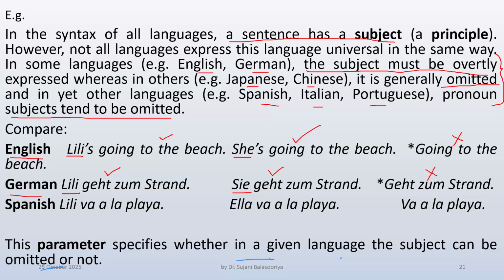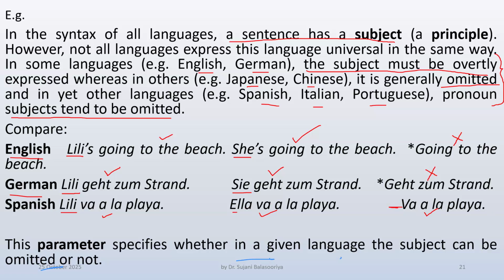Now look at Spanish. In Spanish, third one, Lili va la palabra. So something like that. Then we can find the subject there. Okay? Right? And here, ella va la palabra. What about this? I think this can be somewhat similar to pronouns, right? And that pattern is also accepted. Now look at the third one, va la palabra. What about this? You don't have subject here, right? Subject is not available.